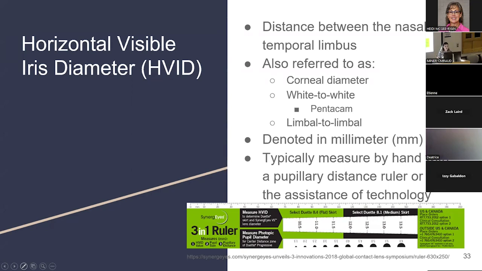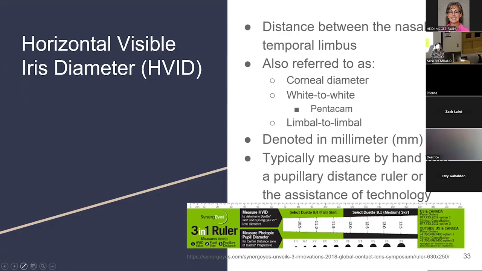One of them being by hand. You can utilize a pupillary distance ruler, or you can do it with technology. Like I mentioned, the pennicam often does this, and I'm doing a pennicam prior to starting a fitting typically. However, not all locations have the pennicam, and this information may be helpful for the provider to select an initial lens. So when you're using a fancy stick like this one, you can either measure using this, or you can measure using this kind of clear gauge here.